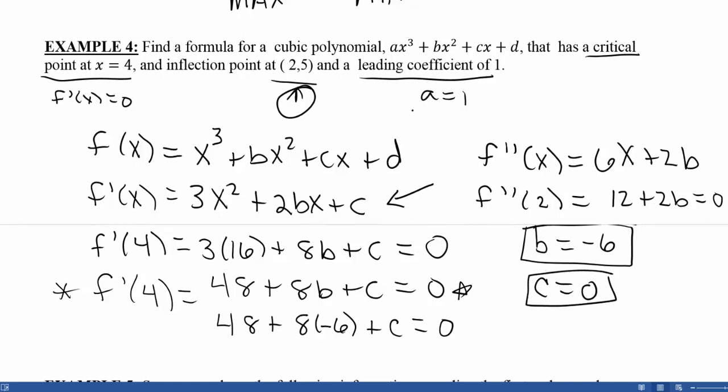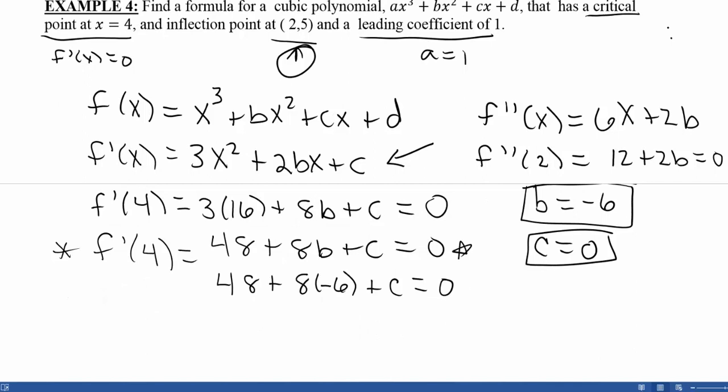So far, if I go back to my original equation, I know a, b, and c. So let's rewrite our original equation with what we know. So now we have f of x equals 1x cubed minus 6x squared plus 0x plus d. So now I want to go back to this inflection point. So the inflection point tells me where exactly on the graph my function is changing from concave up to concave down. However, it also tells me the relationship between x and y for this function. It's a point on the original function.